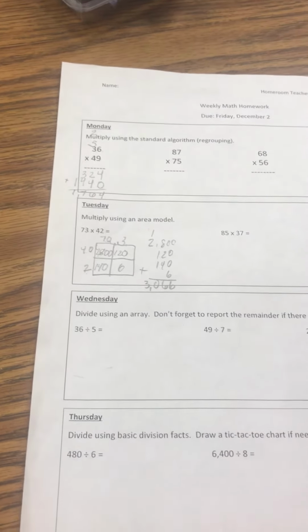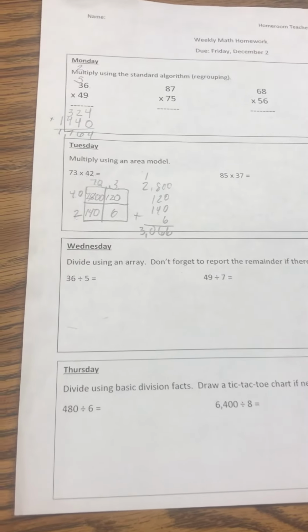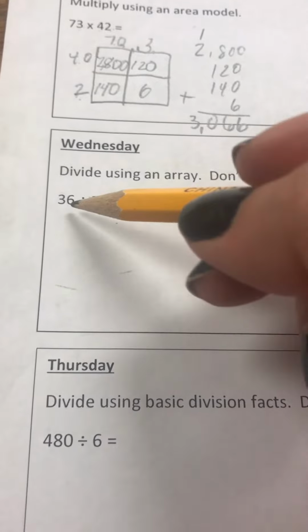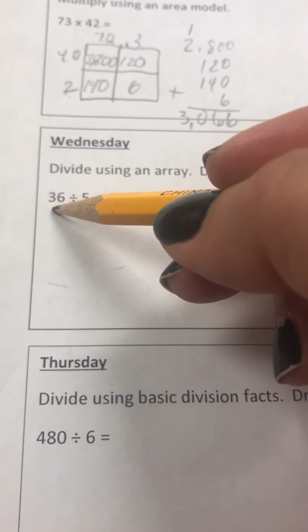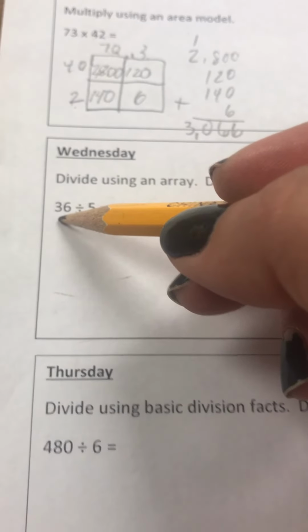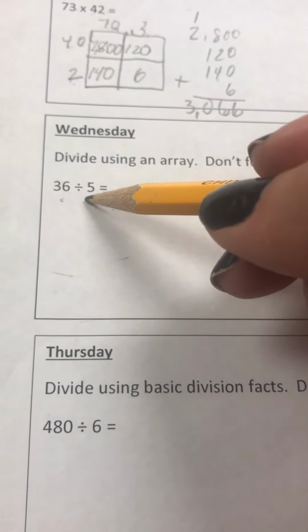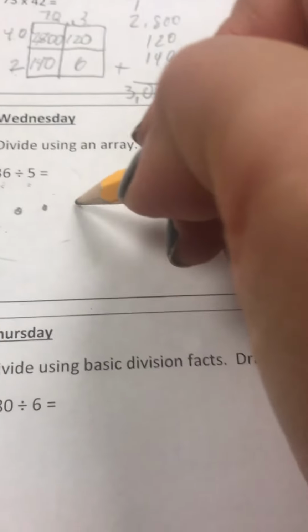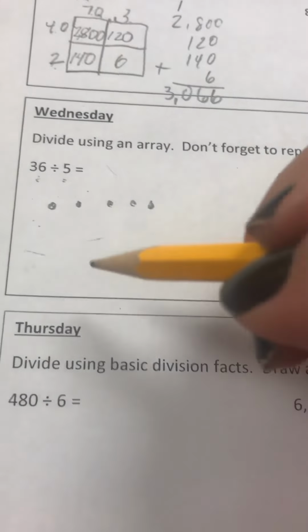Using an area model. On Wednesday's homework, the students are to divide using an array. So if we are dividing 36 divided by 5, we would need to draw 36 dots or tallies or whatever your student wants to draw that makes it easier for them to understand. And we're going to draw 36 of them, but we're going to group them by 5s since our divisor is 5. So I would start off by drawing 5 dots. 1, 2, 3, 4, 5, and I'm going to continue to do this until I get to 36.